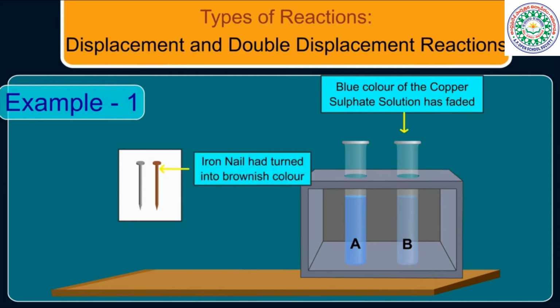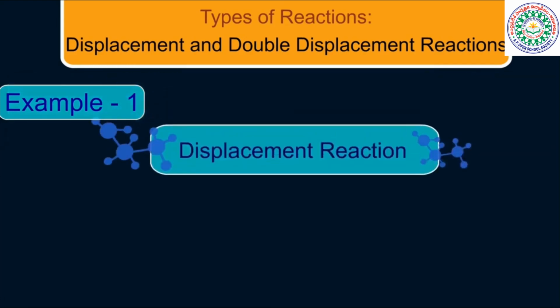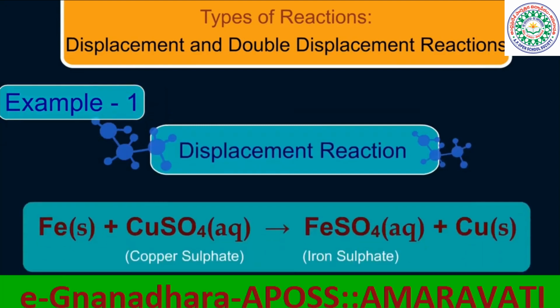into brownish color. The reaction that took place was iron reacted with copper sulfate solution, and as iron is more reactive than copper, it displaced the copper from copper sulfate and formed iron sulfate and copper. This reaction is known as displacement reaction.